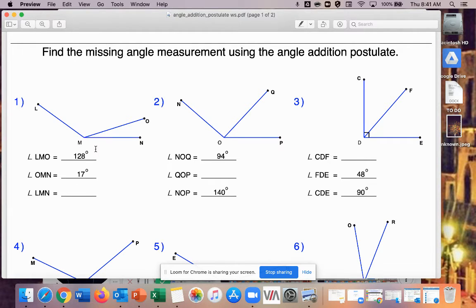So let's start with number one. For all of these, we're going to find the missing angle measure. For this one, we've got LMO, this angle right here. We're also given OMN, which is this angle here. And we're trying to find LMN, which is the total angle. We're given this portion, and we're given this portion. If we add them together, we get the total. So you need to add together 128 plus 17, and that should give you 145.